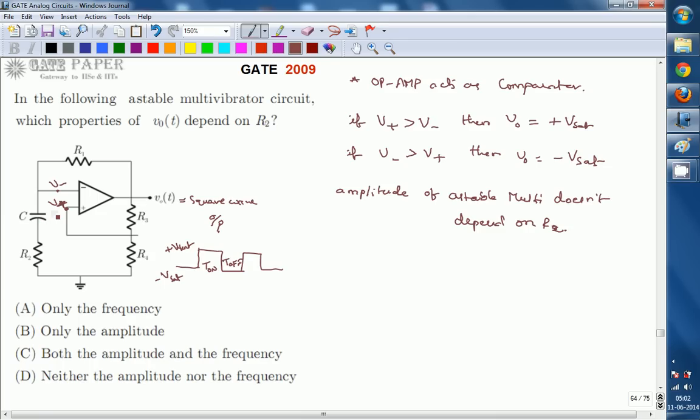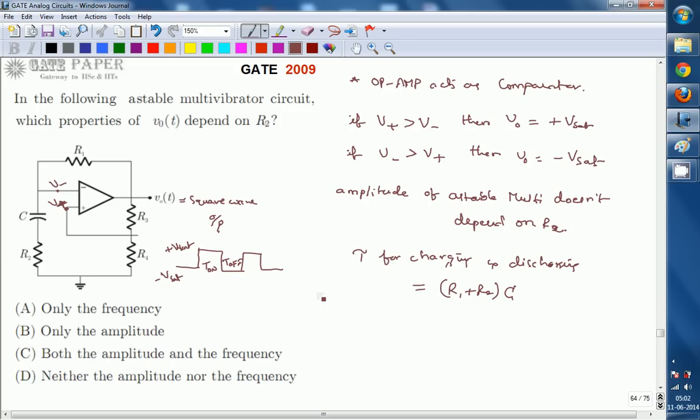Okay, it depends on how it is charging and how it is discharging. So the T on and T off are going to be based on the capacitor charging and discharging times. The capacitor charges towards plus V saturation through R1, R2 and this C, and the capacitor discharges towards minus V saturation through the same path, R1, R2 and C. So the time constant tau for charging as well as discharging is going to be R1 plus R2 times C, because both the resistances are in series.